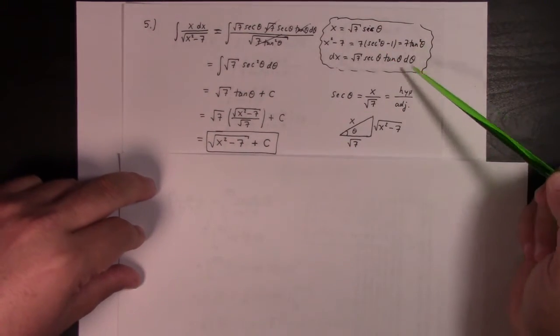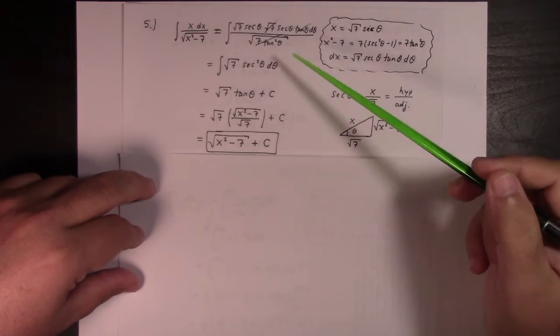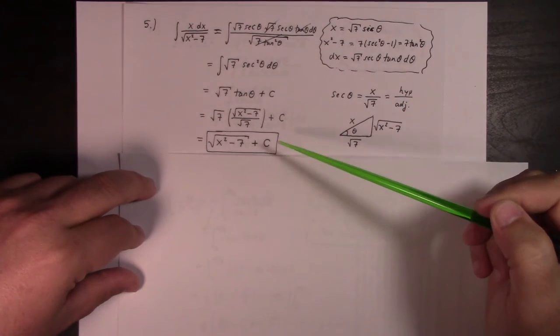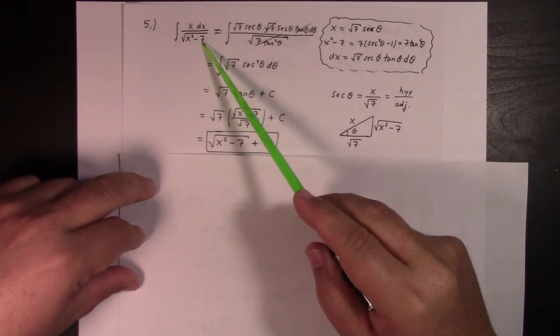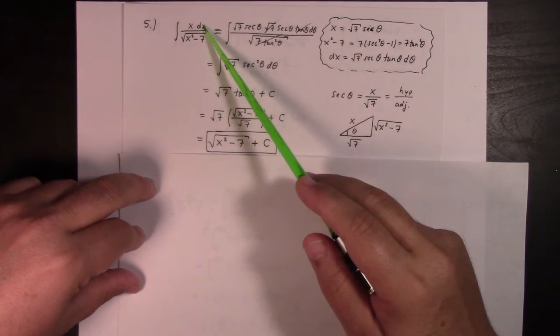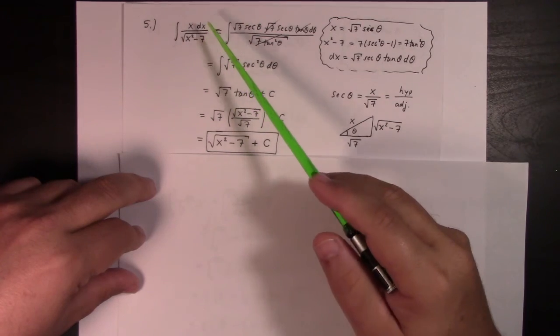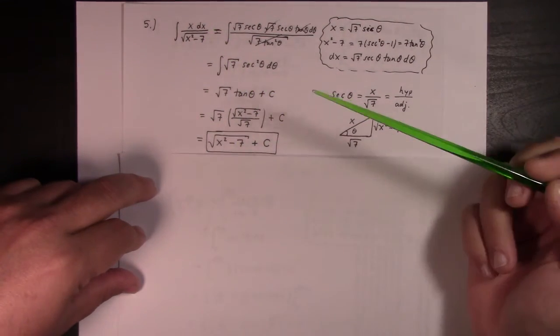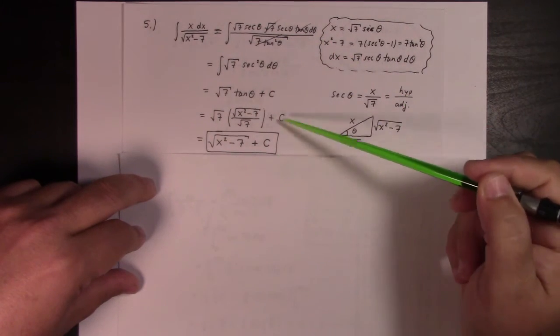Now, this problem in here, there is an easier way to do this problem, right? What's another way we could solve problem 5? We could simply make a u equals x squared minus 7 substitution, which would immediately give us integral of 1/2 du over the square root of u, which is just integrating to the square root of u, plus a constant, which would have been that. So u substitution would have been a smarter way to do this, right?